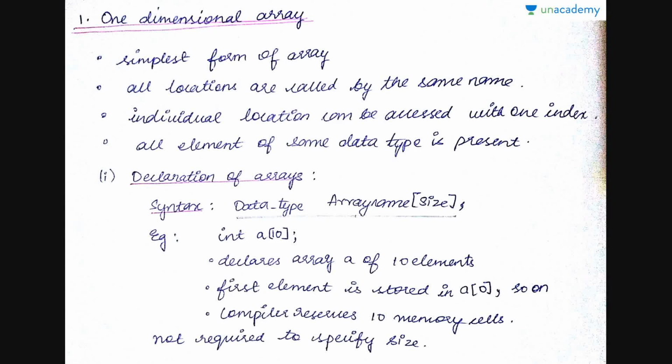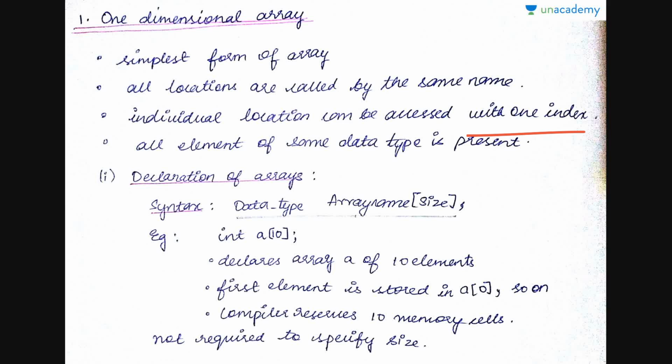One-dimensional array is the simplest form of array. All locations are called by the same name. An individual location can be accessed with one index. That is very important. To access one element, we use only one index. And all elements are of same data type. That is just the definition of an array.